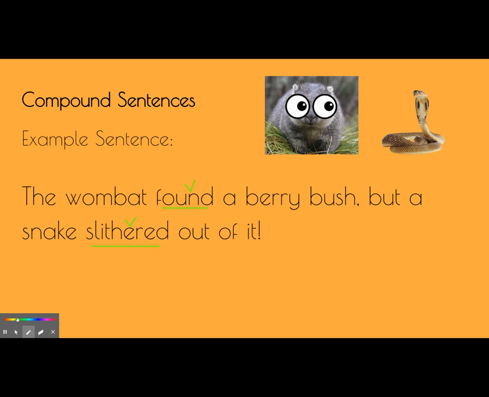Now I need to ask myself, who or what is doing the finding here? Well, in this case, it is the wombat, right? So the wombat's doing the finding, so he's our noun. And then I'm asking myself, who's doing the slithering? Well, the snake is doing the slithering, so he's the noun as well. All right, perfect. So we really have two separate ideas here, right? We've got this one, the wombat found a berry bush. That could be a sentence on its own. And a snake slithered out of it. That also could be a sentence on its own.